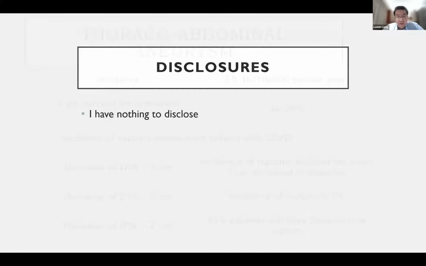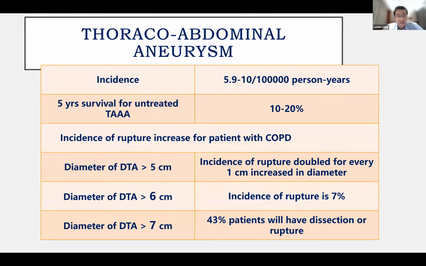First, I will give some background information on thoracoabdominal aneurysm. The incidence is 6 to 10 cases per 100,000 population per year. Without treatment, the 5-year survival rate is only 10 to 20%. And if the patient has COPD, the rupture incidence is increased.